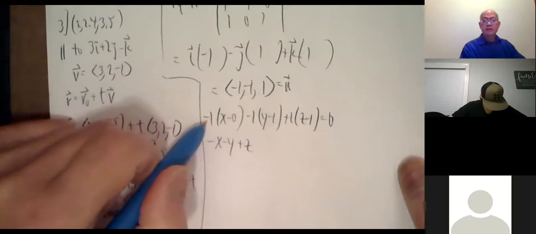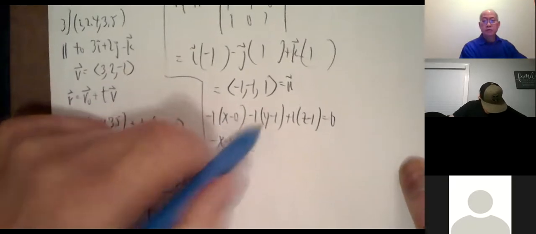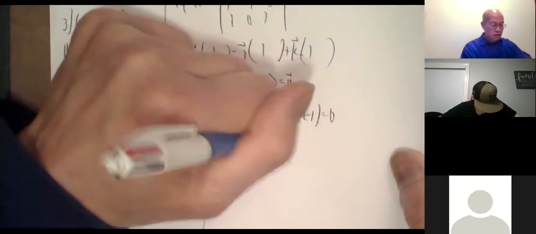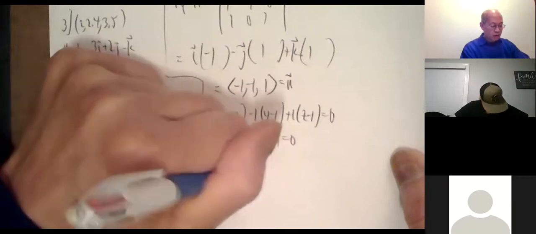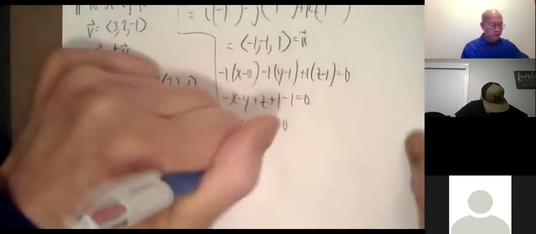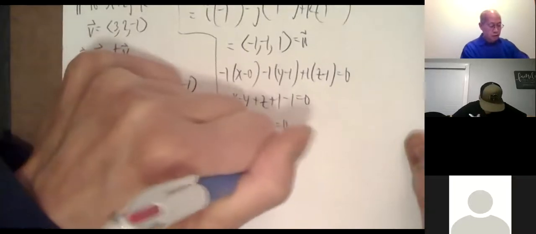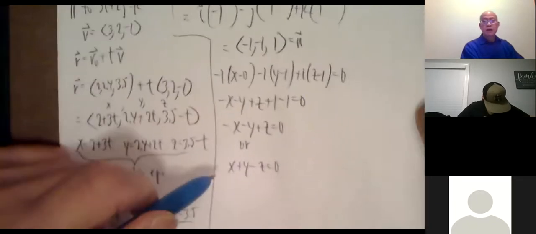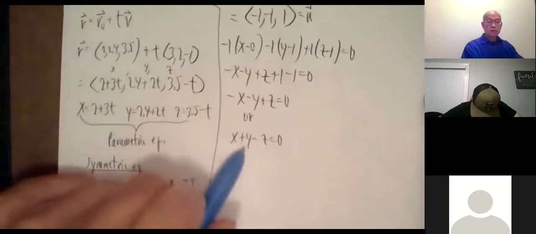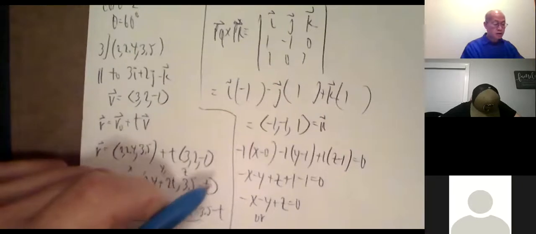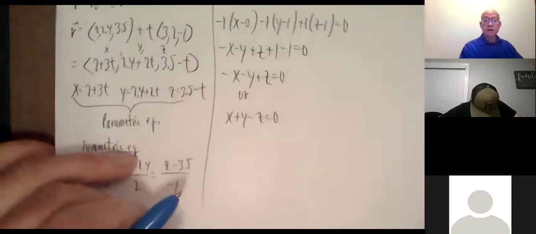And what do I have? Negative 1 times 0, 0, plus 1 and minus 1 equals 0. So negative x minus y plus z equals 0. Or make it nicer, multiply both sides by negative 1. X plus y minus z equals 0. Okay, and a quick double check, 0, 1, 1, yep, that works. 1, 0, 1, yep, that works. And 1, 1, 0, okay. So unless I got something wrong somewhere, that's basically it.